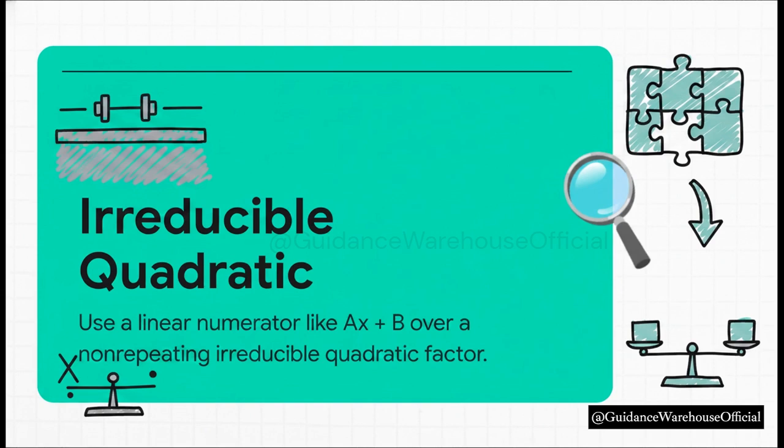The logic here is all about balance. A heavier degree 2 quadratic denominator requires a heavier degree 1 linear numerator. So instead of just writing a, we have to use a linear expression, like ax plus b.